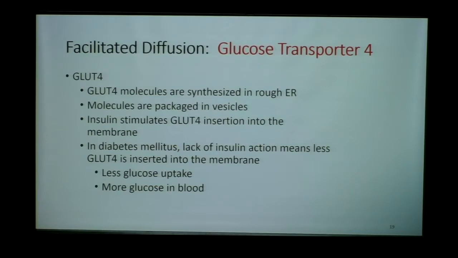In the case of diabetes type 2, which is where we have insulin insensitivity, a similar thing happens, but the only thing is we have insulin, our cells are just not receptive to that insulin, right?